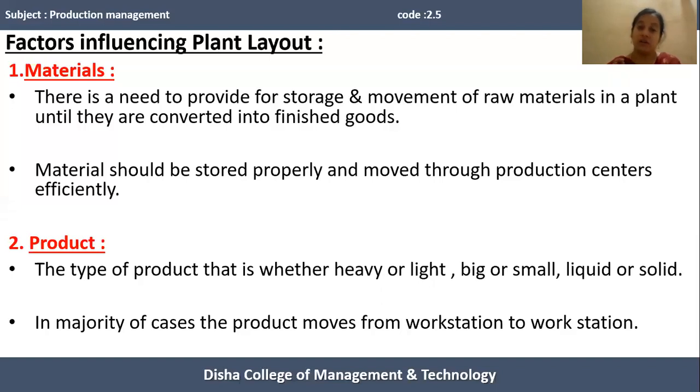So for designing a good layout, the production manager has to consider the type of product the firm produces. If the firm produces a heavy or bulky product, then other resources like human resources, materials and other equipment have to move to the particular place where the product is installed. At that place, the production can be done, and the product cannot move from workstation to workstation.